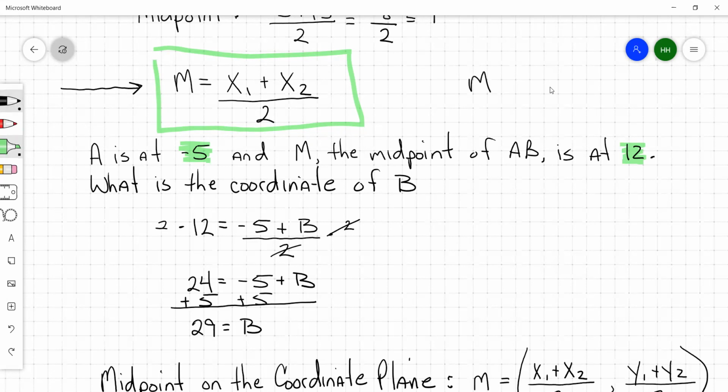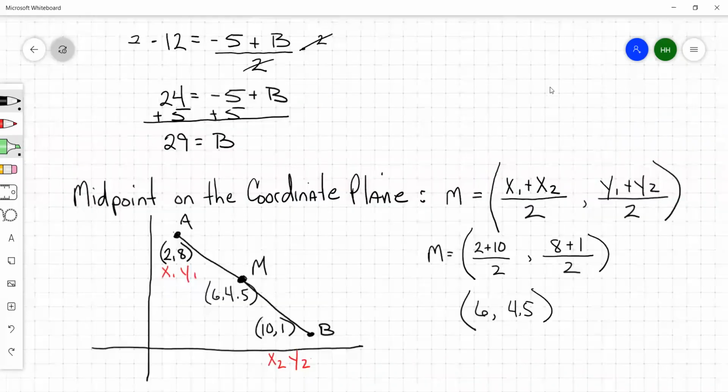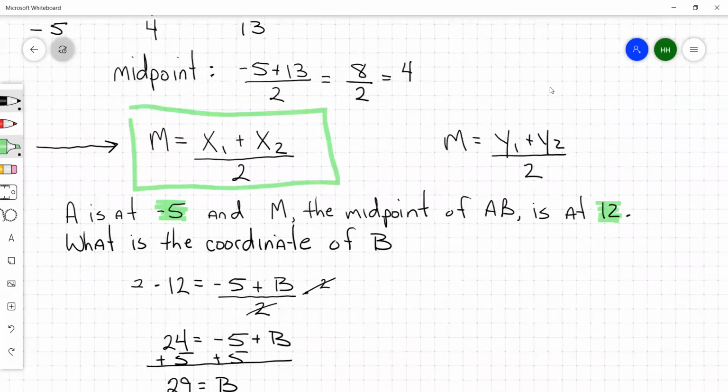If you needed the middle of the y's, you would do y sub 1 plus y sub 2 divided by 2. If you're doing a coordinate plane problem and they give you a segment and they give you the end and the middle, you have to do this formula twice. You're doing the first one for the x's and you're doing the second one for the y's. All right.